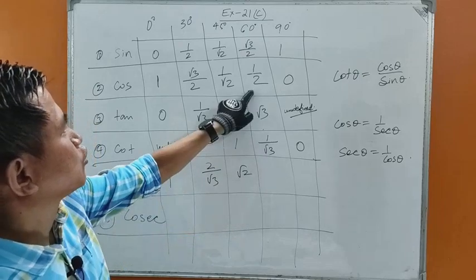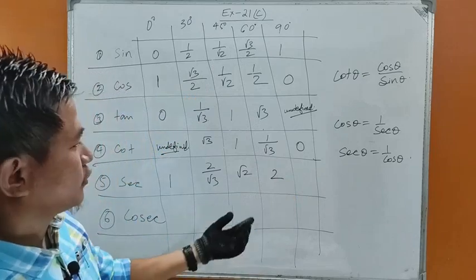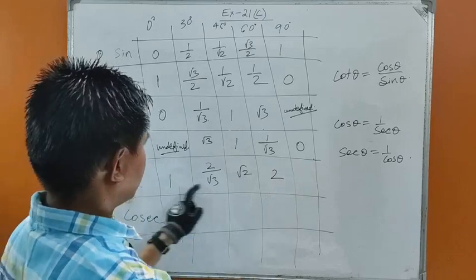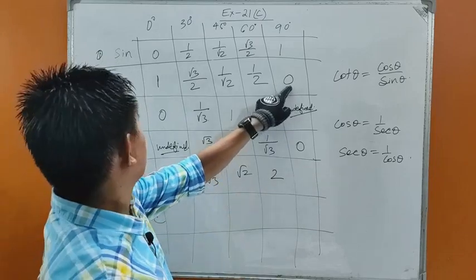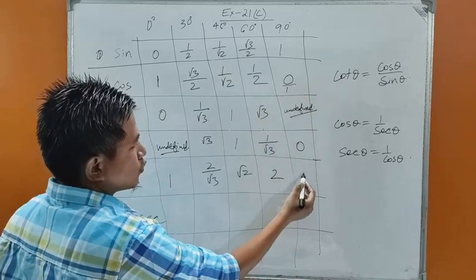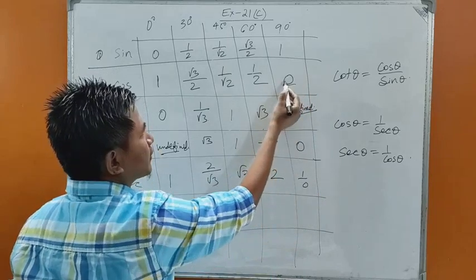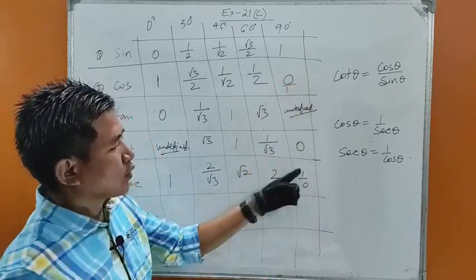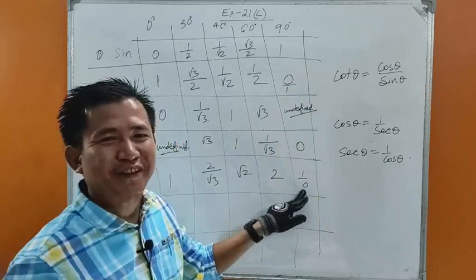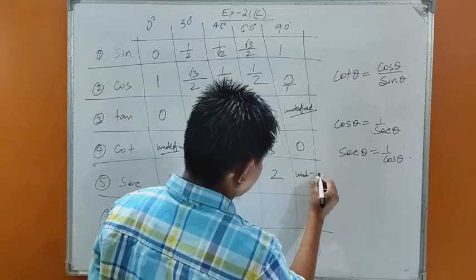Sec 60 means 2 goes to the numerator, 1 comes down to the denominator. So 2 upon 1 means 2. We do not need to write 1 in the denominator. Now sec 90, the opposite of cos, we have 0, isn't it? So 0 means 0 upon 1. So 1 goes to the numerator, 0 comes down to the denominator. So 1 upon 0 is undefined, isn't it? Because 0 should not be in the denominator. So this is undefined.